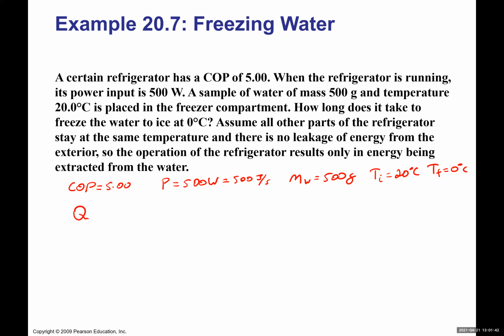That means our net or total energy will be Q1, the energy extracted from water to take it from 20 to 0, plus Q2, the energy that will go into melting it. So this is going to be M water, C water, delta T, then plus. Technically it has to be minus because we're removing energy. So minus M water times the heat of fusion. Okay, so this will be in terms of the Q.